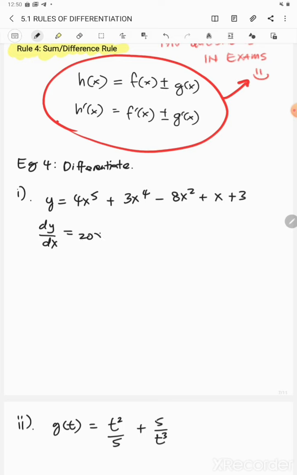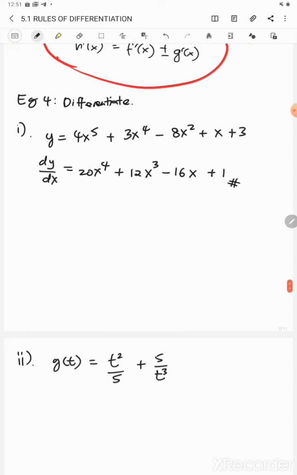So we get here 20x power of 4, power minus 1, plus 3 multiply 4, we get here 12 x power of 3, minus 2 multiply 8, we get here 16 x because of 2 minus 1, plus, remember differentiate x, we get 1, differentiate 3, we get 0. Never mind, you don't have to write 0. That's all. This is the answer. In that, you have to differentiate term by term.